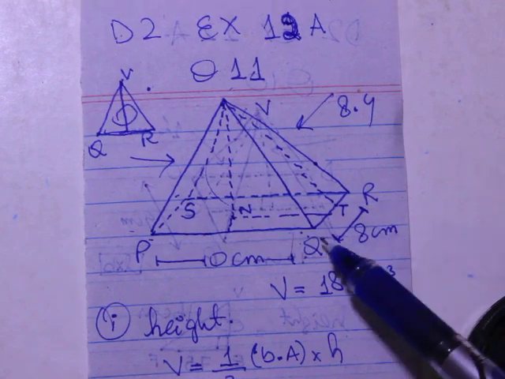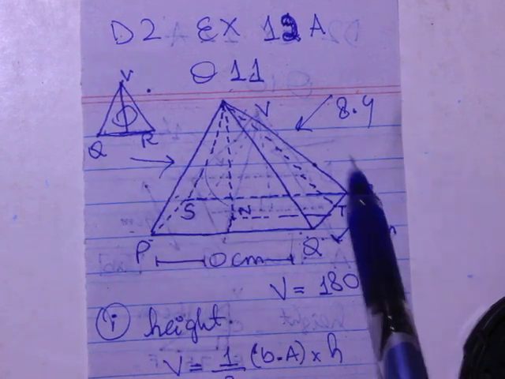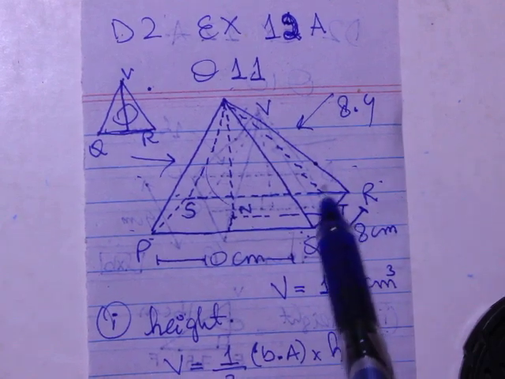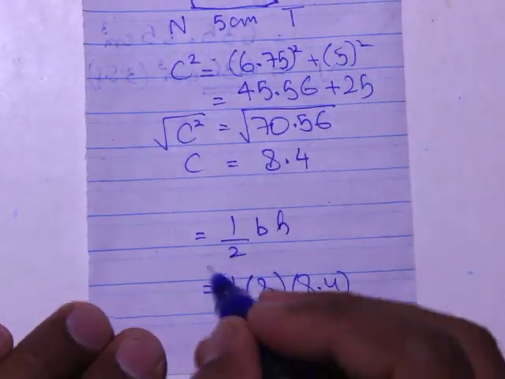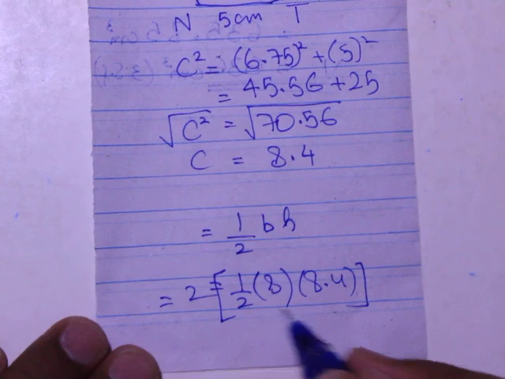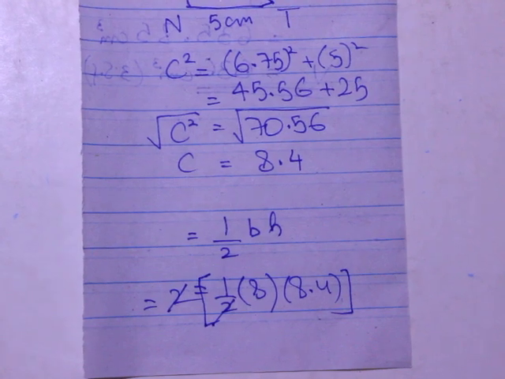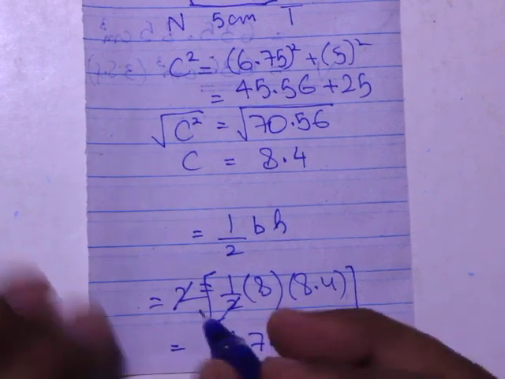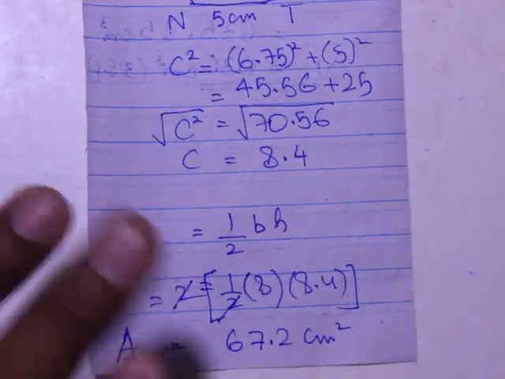We have two faces of the same values, VQR and VPS, both the faces have the same area. So we will find 2 times the same area. Before 2 times, it's better to just multiply this area with the 2. This 2 cancels with this 2. This multiplied by 8 gives you 67.2 centimeter square. We will call it area 1. Now what about the area 2?